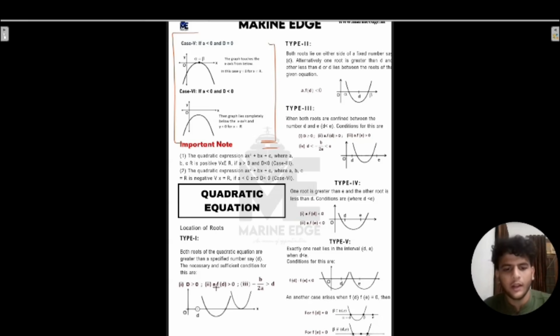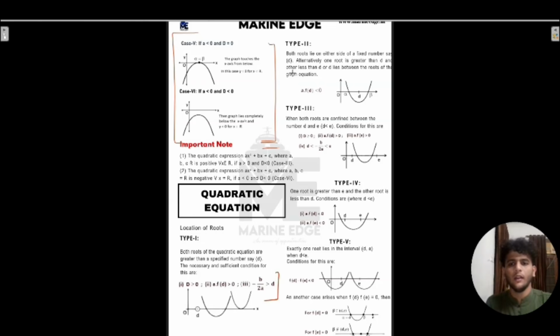So for that I have to make sure a dot f(d) is greater than 0. That is, a, the coefficient of x square, multiplied by f(d), that is, the number chosen. D should be greater than or equal to 0, and minus b by 2a should be greater than the number. Yes, so this was the first condition.